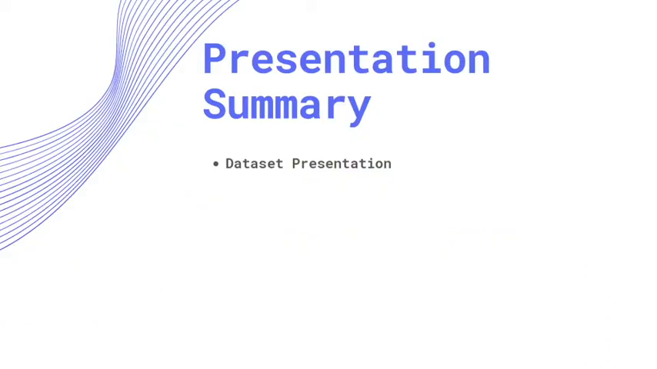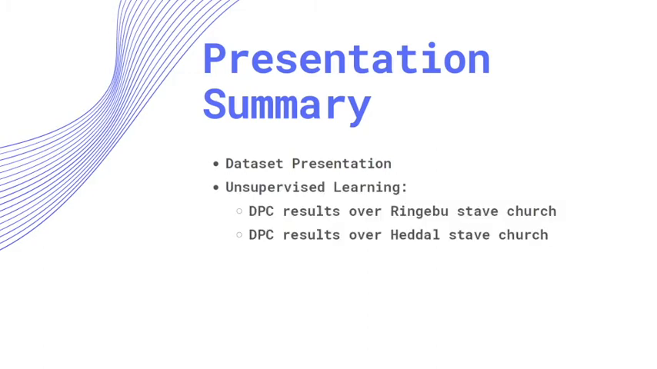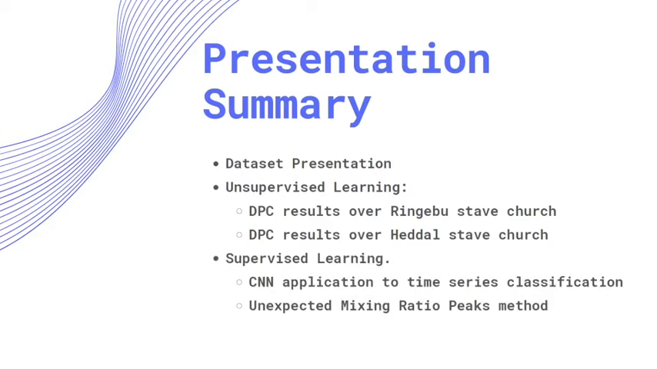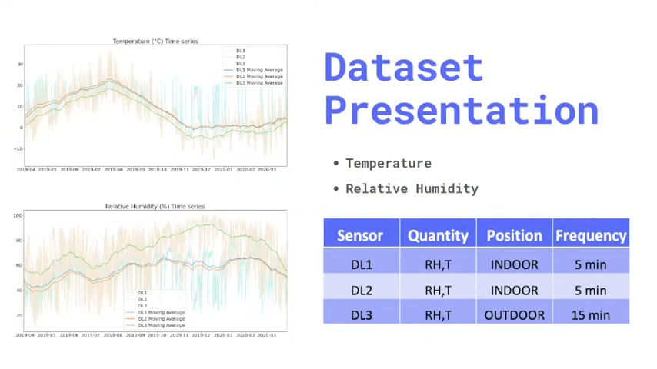In the following, after a brief description of the dataset we used for our analysis, we present the results we get by exploiting an unsupervised learning algorithm, the density peak clustering by Alex Rodriguez and Alessandro Laio, on our data. Then, we present the results of a couple of techniques of supervised learning, the application of convolutional neural networks for time series classification, and a self-made technique we called unexpected mixing ratio peaks method. At the end, we come with the conclusions. So, let's begin with the dataset presentation.